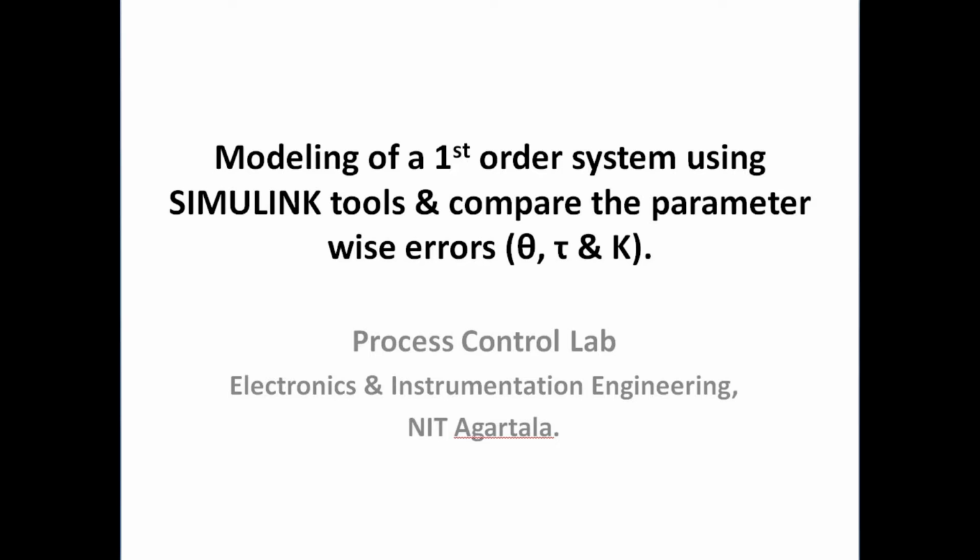So we will model a first order system first and then check the parameters whatever we are determining from the process and whatever parameter values the process is having by itself, the comparison of these two, and to determine the parameter wise errors. So first of all we will see what are the basic parameters of a process and what is meant by a first order system.